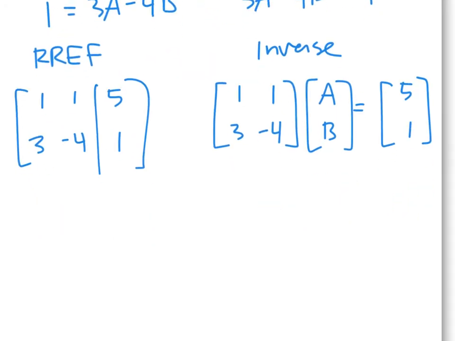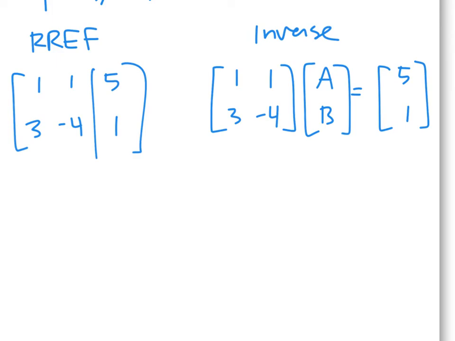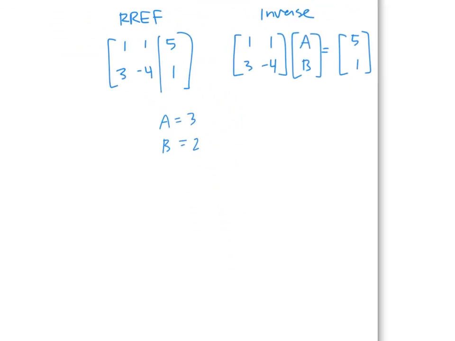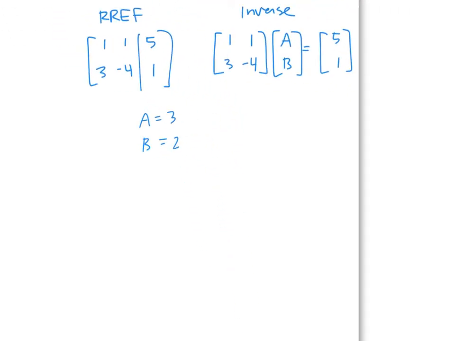So from the calculator, whichever matrix you use, you should get 3 and 2. Remember, 3, 2 is not the answer. The question is asking for partial fraction, so you need to plug A and B back. That's going to give you 3 over x minus 4 plus 2 over x plus 3. So this is the answer.